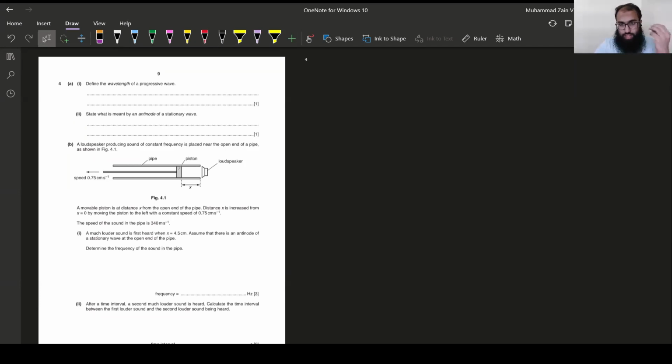So basically wavelength is the distance moved by the wave during one oscillation, during one cycle. The distance moved by the wave during one cycle or one oscillation or one time period. So that would be the wavelength. And what is meant by an antinode of a stationary wave? So an antinode would be a point where the amplitude of the particle of the wave is maximum.